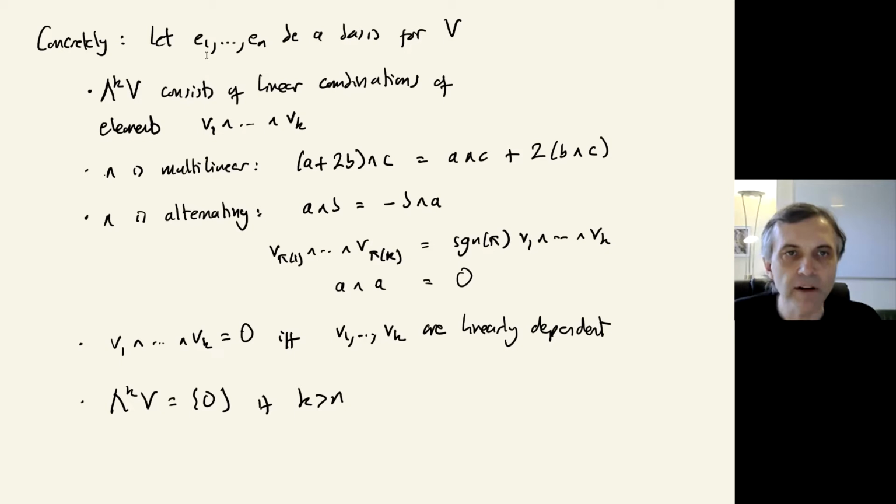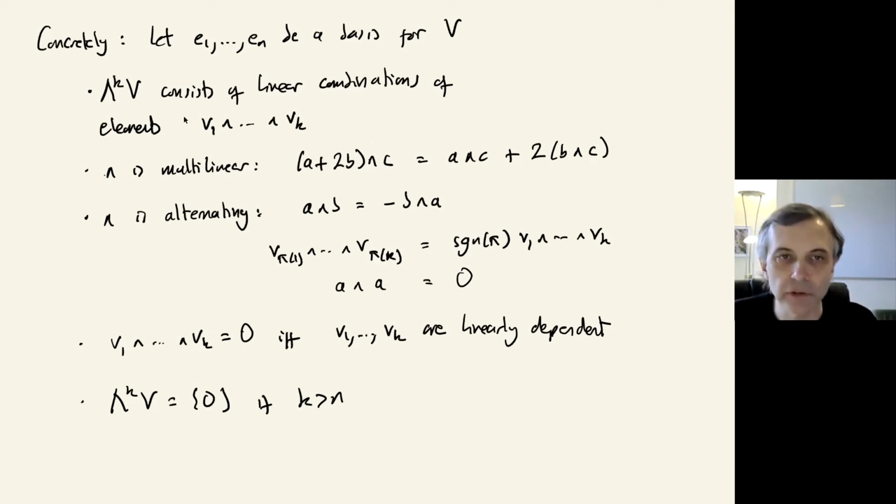So it's going to be very convenient for us to work with a specific basis. So let's let e1 up to en be the standard basis for R^n. And the kth exterior power, so now let me give you something very concrete. It consists of linear combinations of elements of the form v1 wedge ... wedge vk. So you just take k vectors and write wedge symbols between them.